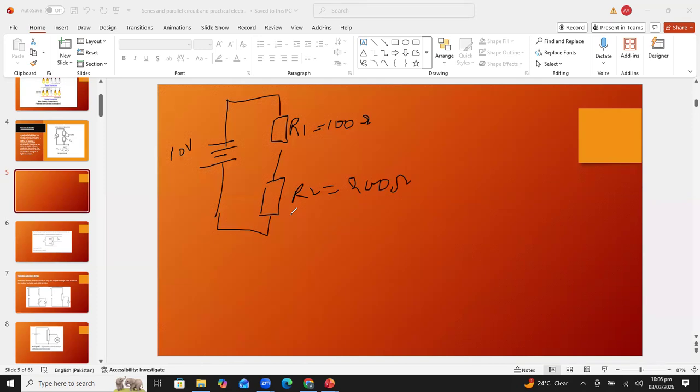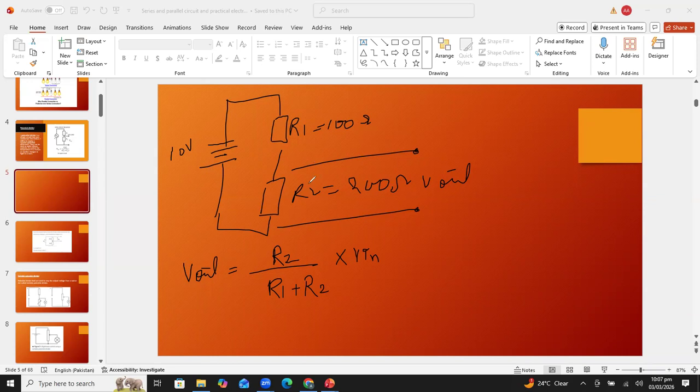Now, if I ask you to find the voltage across the R2 resistor, how should I find it? I am telling you the direct formula to find the voltage across the R2 resistor. Output voltage is equal to R2 divided by R1 plus R2, multiplied by input voltage. You can see, students, this formula is very simple. I am finding the voltage across R2.